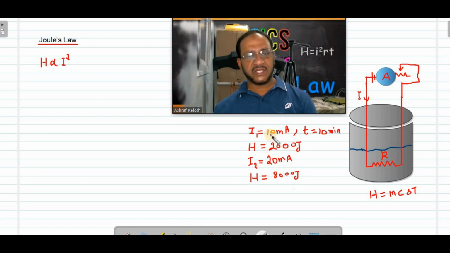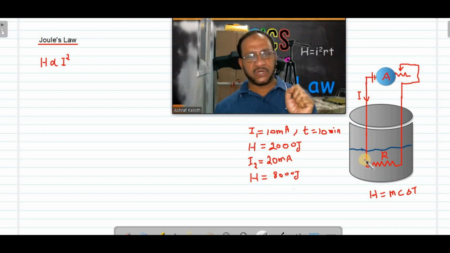If the current is increased 5 times, what will be the change in heat energy? 25 times. Very good, 25 times. If I is 5 times increased, 5 square, 5 into 5, is 25. If current is increased 10 times, heat energy will be 100 times. If current is increased 100 times, heat energy will be 10,000 times.